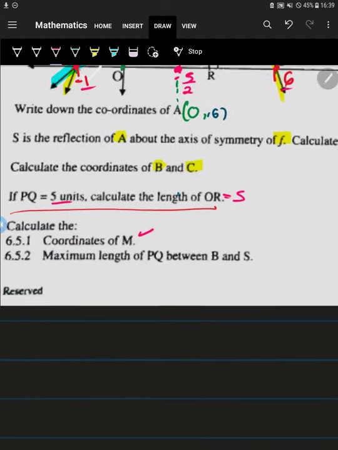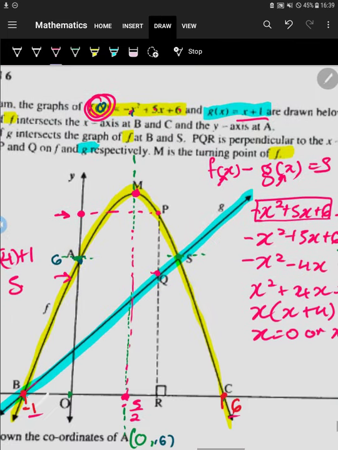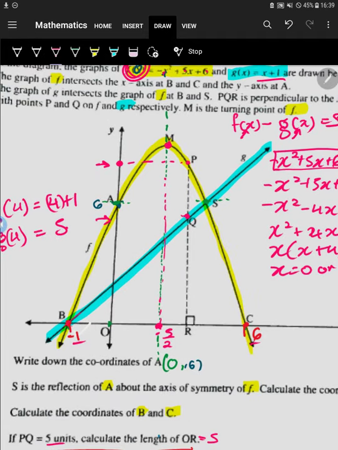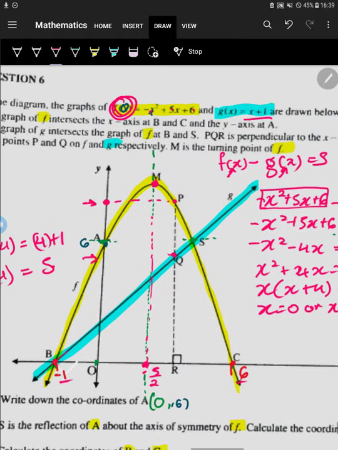That's better. Now, the maximum length of PQ, this one that gets most people. Maximum length of PQ between B and S. What does that mean? Okay. Maximum length of PQ between B and S. Where is B? B is here. S is here. So the maximum length of PQ between B and S. So what is the greatest number that PQ can be between the points between here and here?